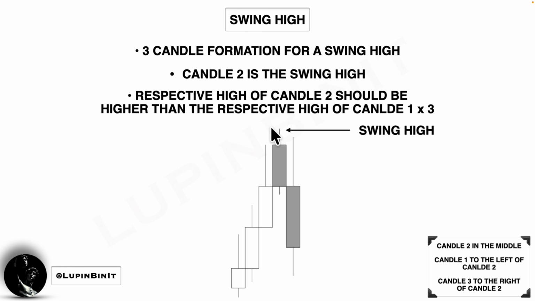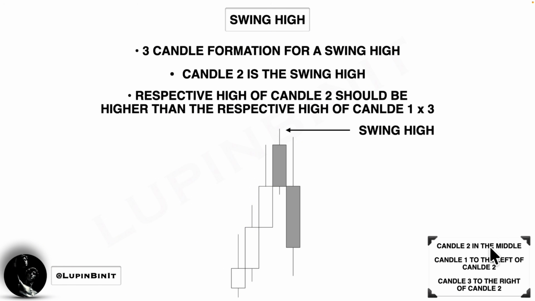In relation to a swing high and what it looks like, it is a 3 candle formation, candle 2 being the swing high. So the respective high of candle 2 should be higher than the respective high of candle 1 and 3. If we're paying attention to the schematic right here, we have this candle labeled as the swing high. The candle to the left being candle 1, we can observe that its respective high is lower than candle 2's respective high. And then we have candle 3, its respective high is lower than candle 2's respective high, which is what permits this to be a swing high.